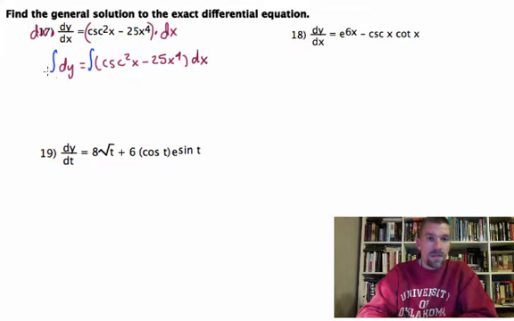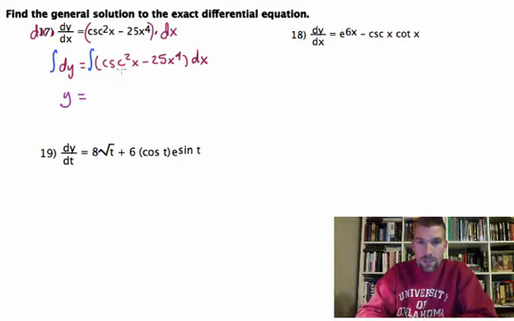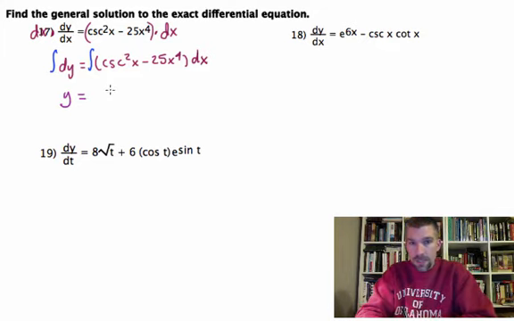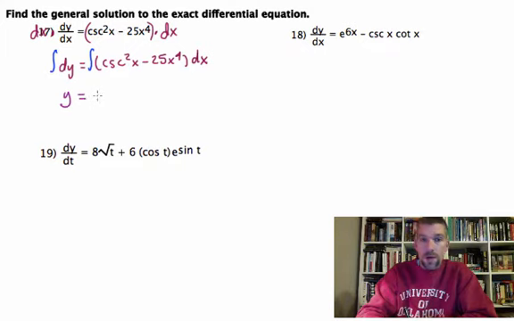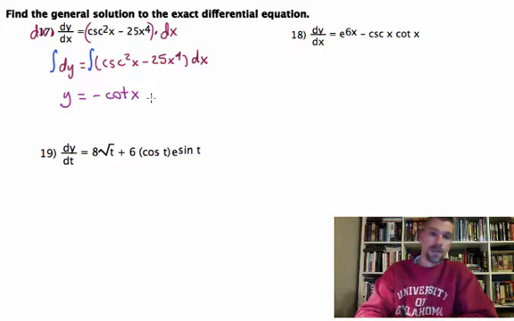Well, on the left, everything is a y. That's the variable that we've got. And so when you integrate dy, you're just going to get y. So there's my y equals. When I integrate on the other side, this cosecant squared, if you look at your trig list of derivatives, you'll notice that the derivative of cotangent x is negative cosecant squared x. So the derivative of negative cotangent x will be cosecant squared x.